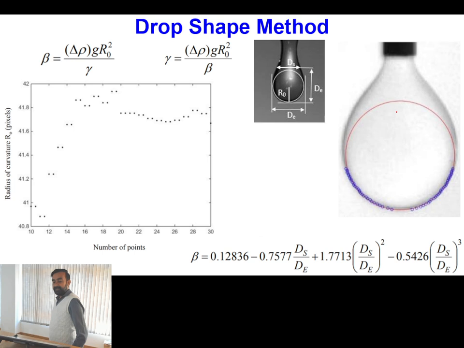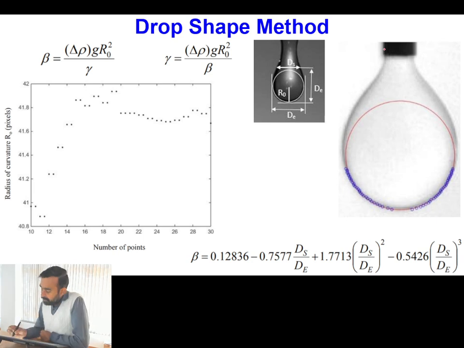Now the second category of methods is called the drop shape method. In the force method, our aim was to first measure the amount of force, and then by using the force balance calculate the surface tension. In the shape method, we need not estimate force; just based on the shape of the droplet we can characterize its surface tension.